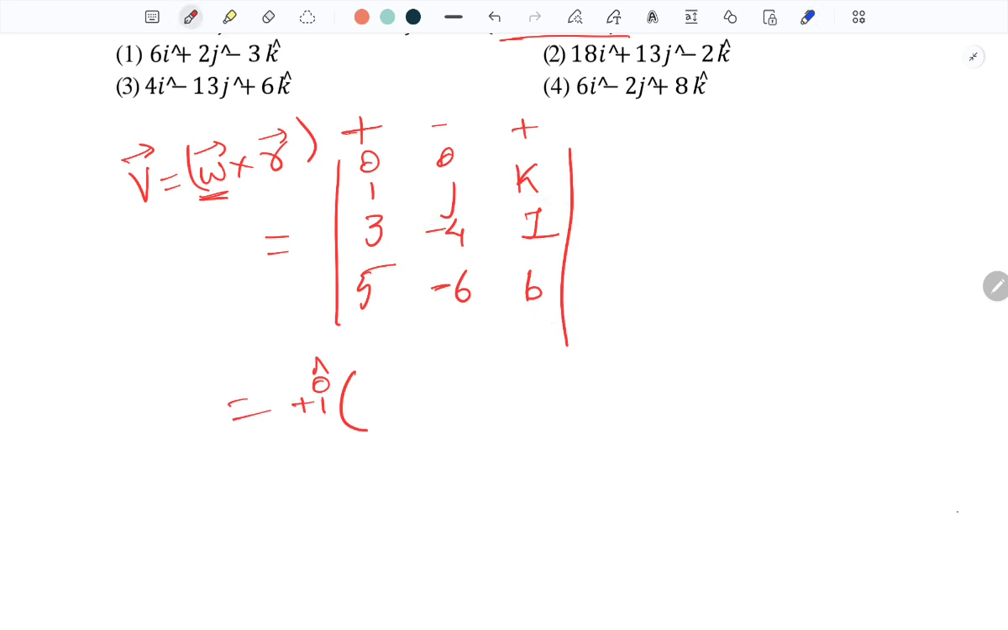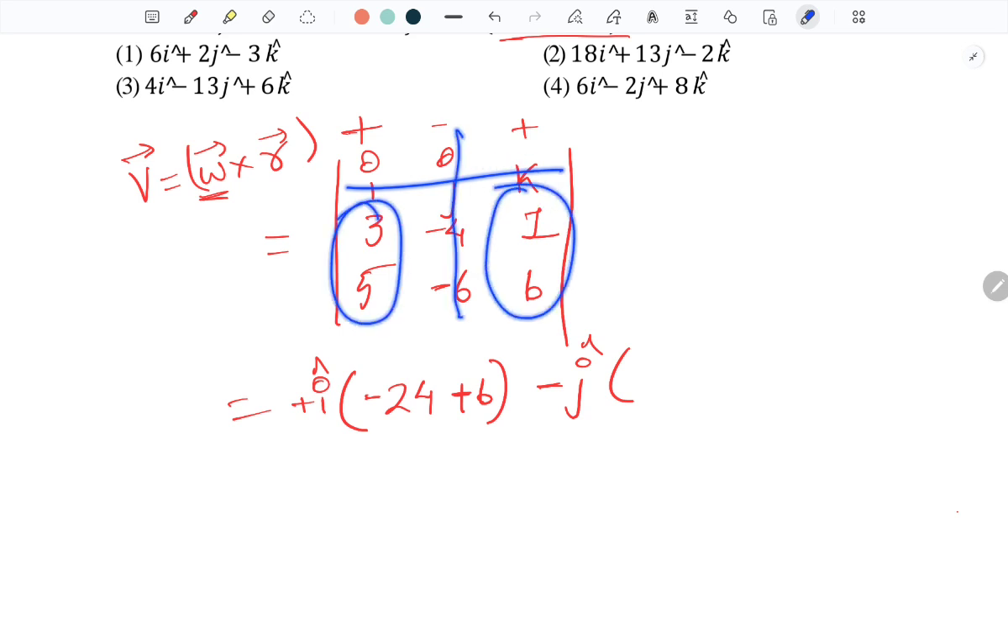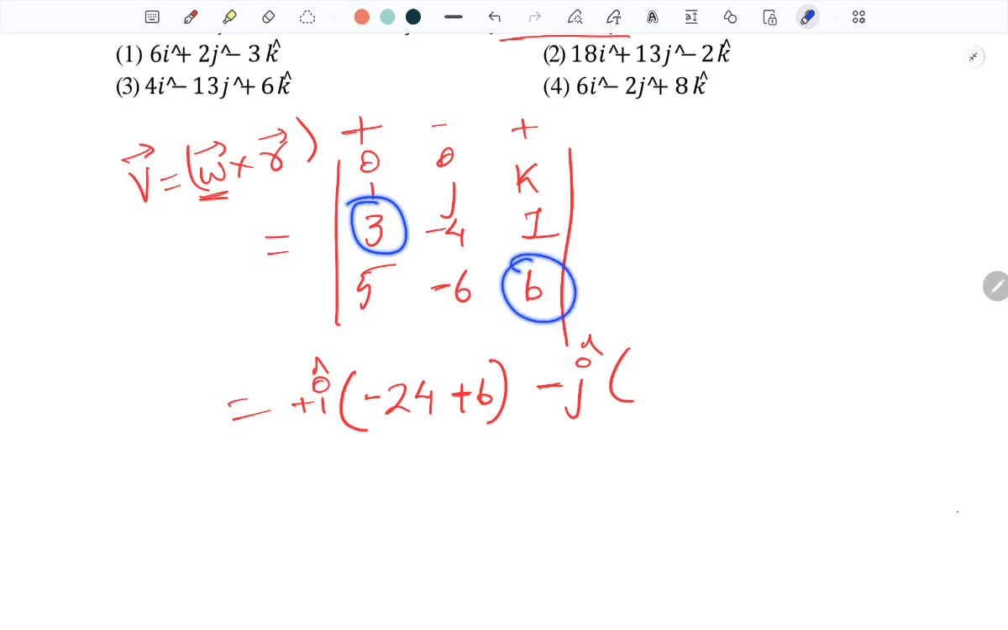So how will we solve? i cap into minus 4 into 6 is minus 24, minus 6 into 1 is minus 6, that becomes plus 6. Then minus j cap, this time what will we take? We'll leave these rows, we'll only take these. So first we'll solve 3 into 6 minus 5 into 1. Minus j cap we have taken, 3 into 6 is 18, minus 5 ones are 5.